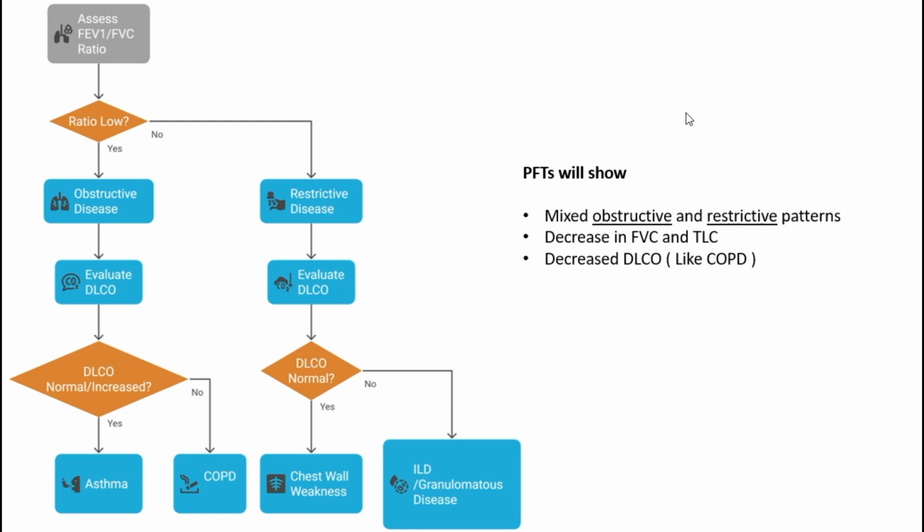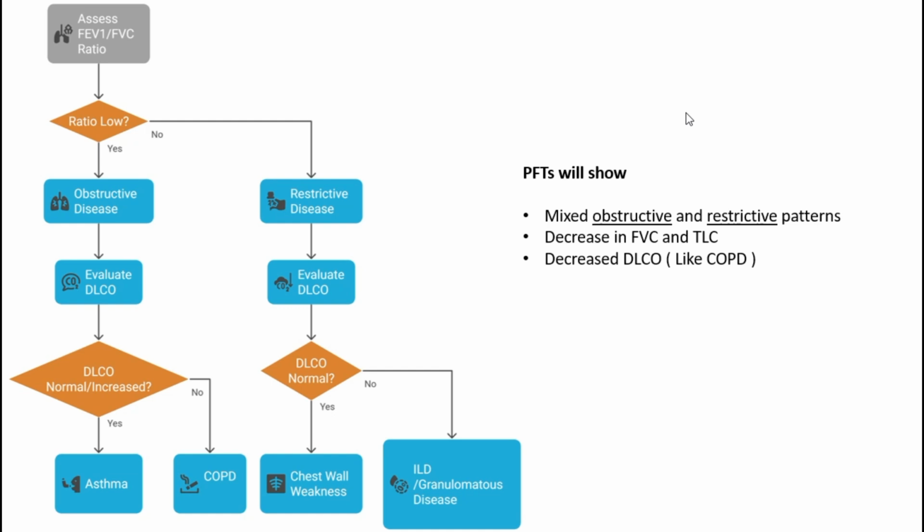Now, we will assess first the forced expiratory volume in 1 second over the forced vital capacity ratio. If it's decreased, then this is called obstructive disease. If it's not decreased or increased, this is called restrictive disease. It is decreased in obstructive because the forced expiratory volume is decreased much more than the forced vital capacity, while in the restrictive disease, both of them are decreased. That's why the ratio stays the same.